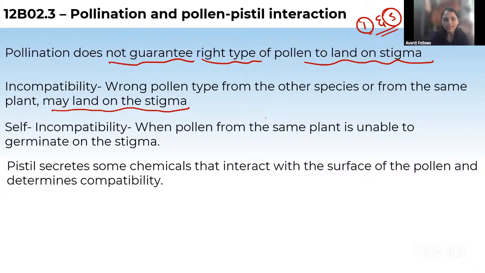And the pistil, I already told, will secrete some chemicals and then it will interact with the pollen. Then the pollen tube is going to be formed. Then it will determine the compatibility. That will tell the compatibility. Then it is going to form the pollen tube. The example for this, you can see, guys.